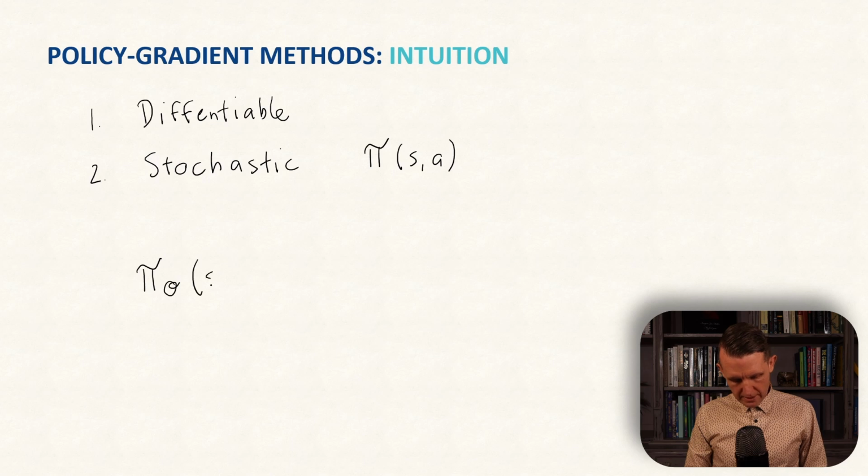The goal of policy gradient reinforcement learning is to approximate the optimal policy with a policy π_θ(s,a), where θ is the parameters for our policy. In policy gradients, we're going to use gradient ascent, which is the inverse of gradient descent, in order to find the best parameters, θ, for a particular MDP. But importantly, the method we use to represent this policy must be differentiable and stochastic.